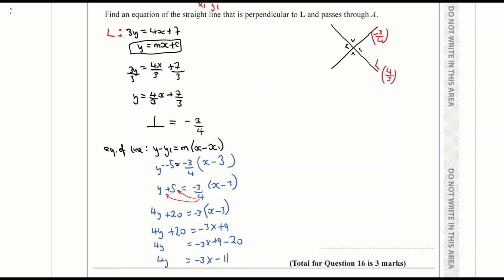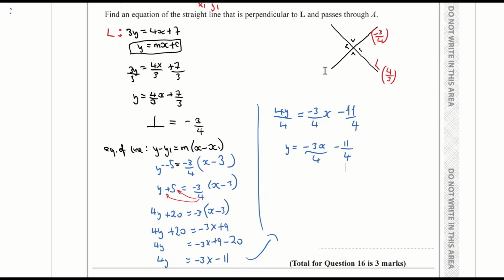Let's write it in the form y is equal to mx plus c. So I'm going to divide across by 4. So 4y/4 is equal to -3/4x minus 11/4. So that's giving me y is equal to -3x/4 minus 11/4. And that's my equation of the line, which is perpendicular to L passing through A.